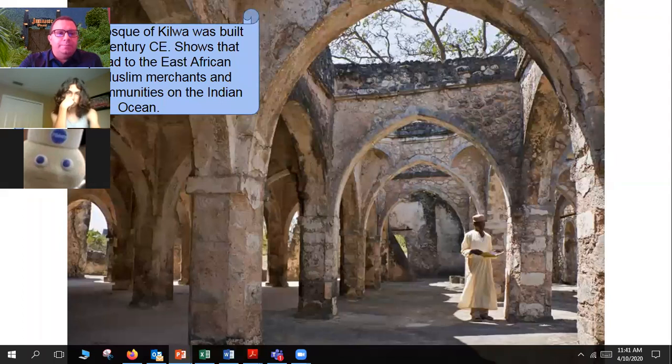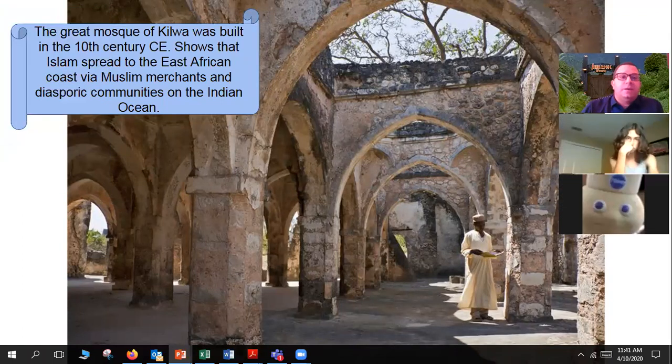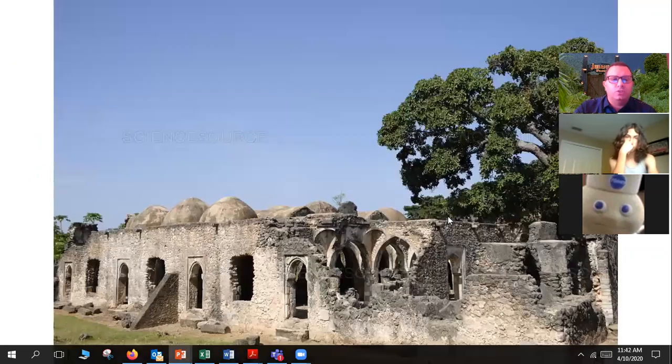And then if you take a look at this picture here, this is a mosque that was built in the city of Kilwa, which is on the East African coast. This kind of gives you an idea of the influence of Islam, the spread of the religion, and the idea of syncretism. So you can see how Islam blends here with traditional African culture.